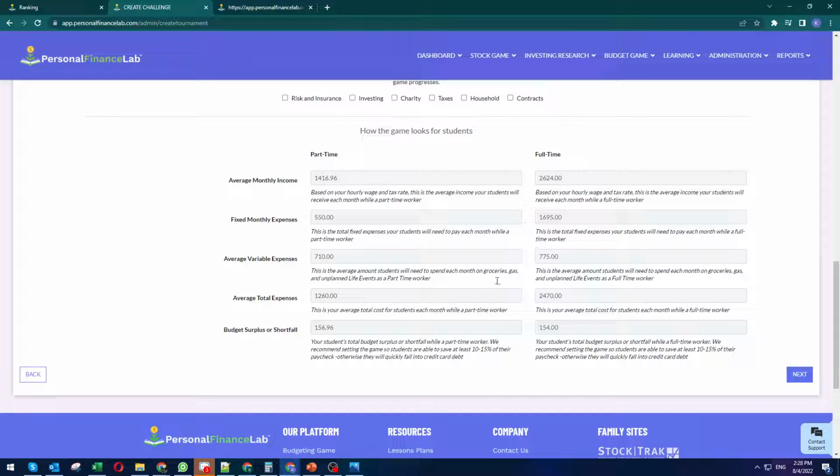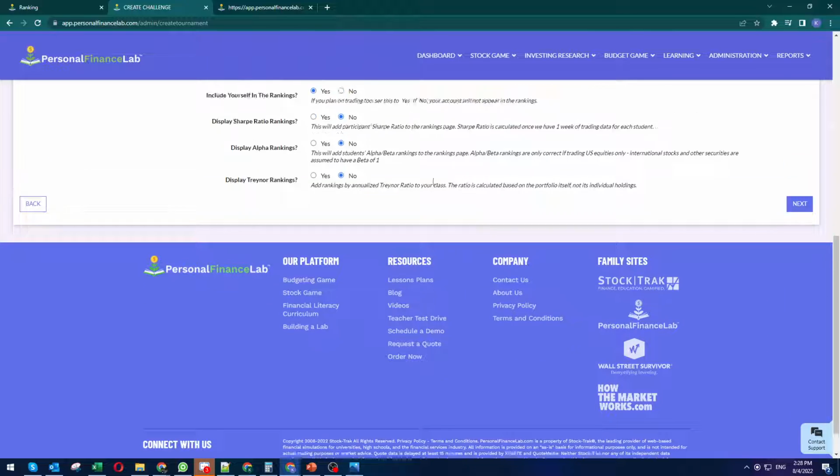At the bottom here, we actually show you the summary of what this is actually going to look like for your students. When we first set up the budget game, we had a lot of teachers that had their students with realistic expenses and earning minimum wage, and all the students went bankrupt immediately. So we decided to show exactly what the breakdown is with the settings that you chose for your class.